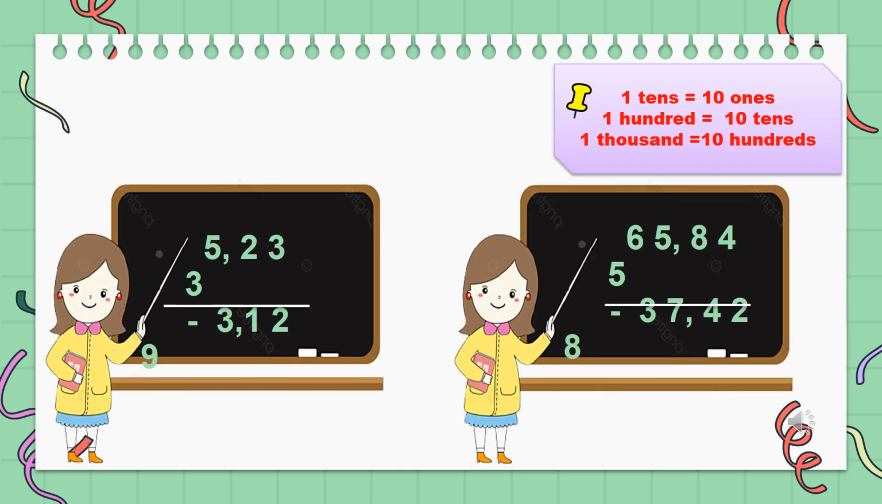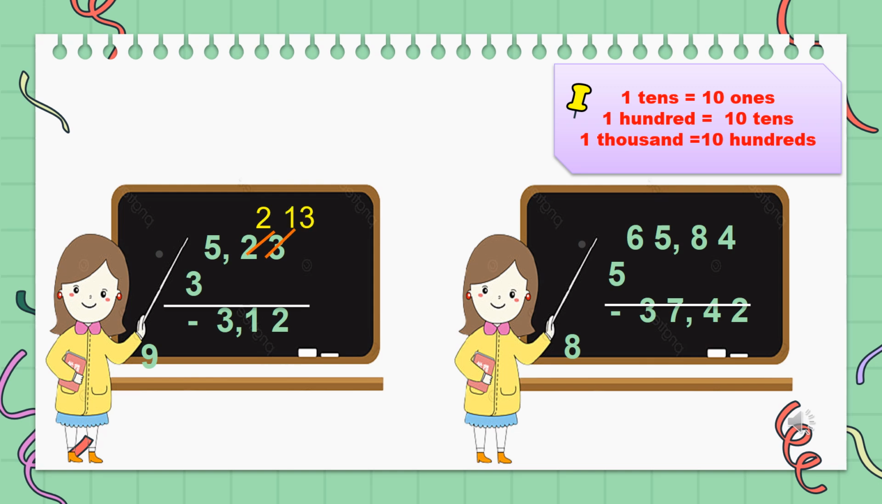Let's solve this example in subtraction. First, let's remember that 1 ten equals 10 ones, 100 equals 10 tens, 1000 equals 10 hundreds. So the first number here we have 5233 minus 3129. So start from ones, 3 minus 9. I can't make 3 minus 9 because it's more on the floor. So I go to next door, knock, knock, knock. 3 became 2 and this 3 became 13.